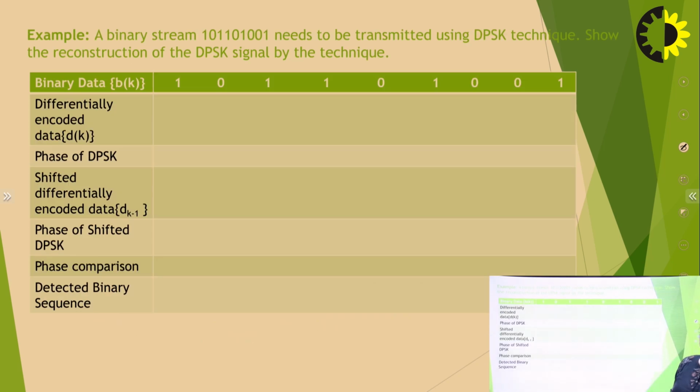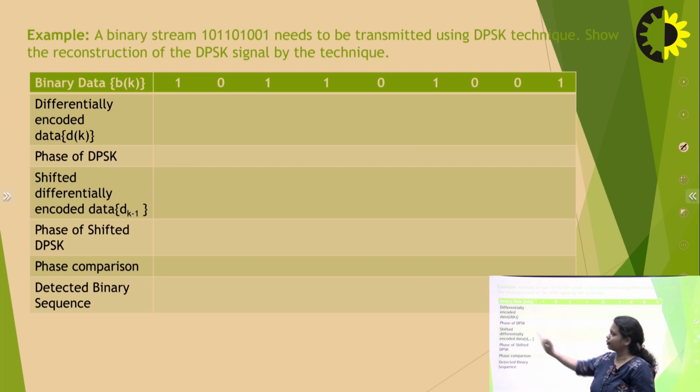Then one example I have given. I am explaining a binary stream: 1011010001 needs to be transmitted using the DPSK technique. Show the reconstruction of the DPSK signal by this technique. So here the binary sequence is given, and you create this table. In this table, first is the binary data. So write the binary data as it is, which you have been given in the question.